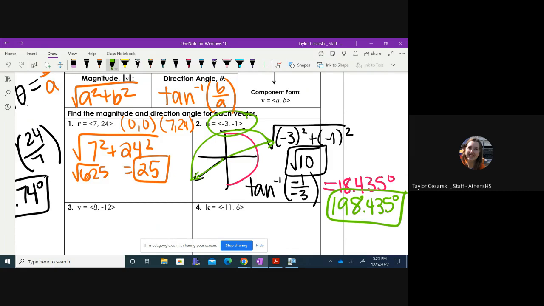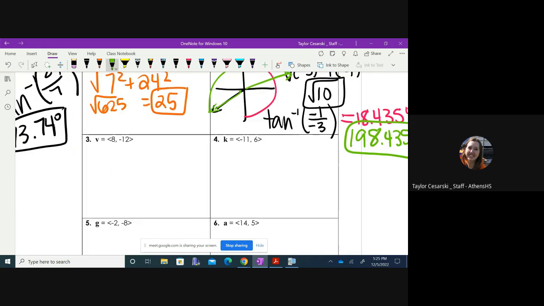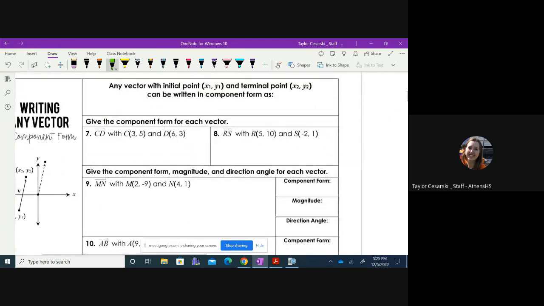Okay. All right, let's do one more, and then we'll practice putting it all together. Actually, let's go to the next page. We'll do a couple where we put it all together.